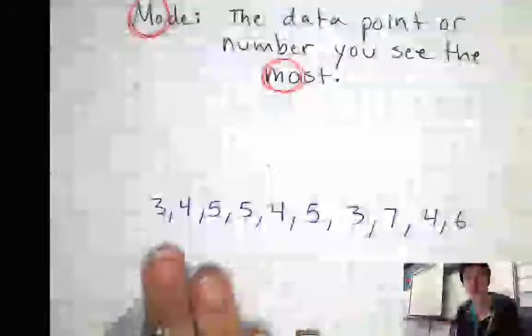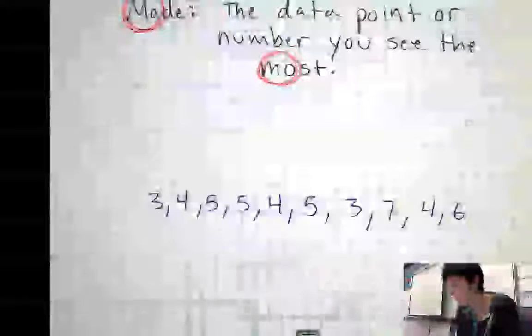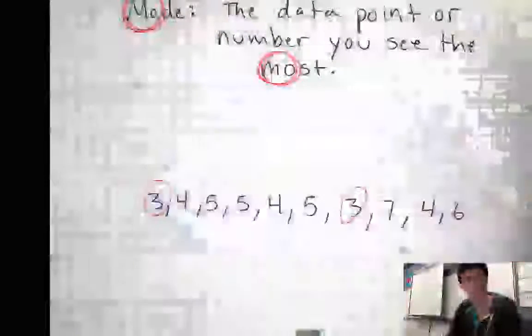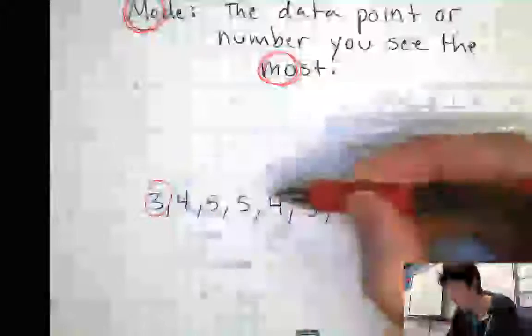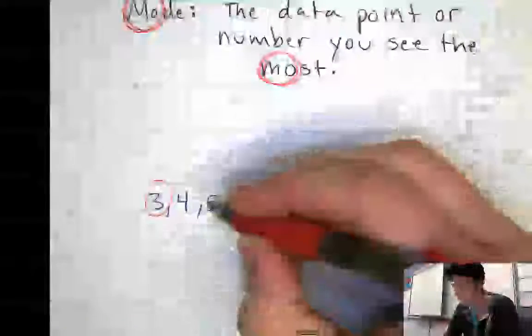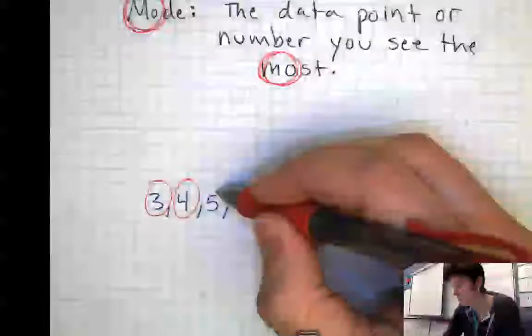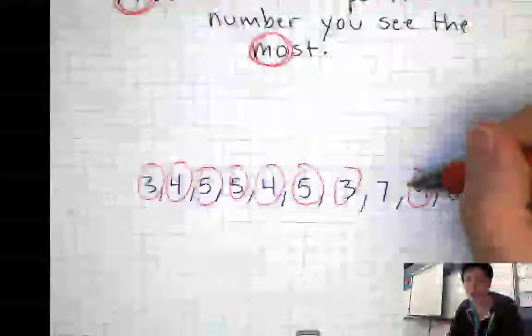So what number do we see the most of? Because there's a lot of repeat numbers. For instance, how many 3s are there? Well, there were 2 3s. We see a lot of 3s. Okay, there's 2 3s. How many 4s were there? There was 1, 2, 3 4s. We see a lot of those. There was also 3 5s. 1, 2, 3 5s. There's only 1 6 and 1 7.